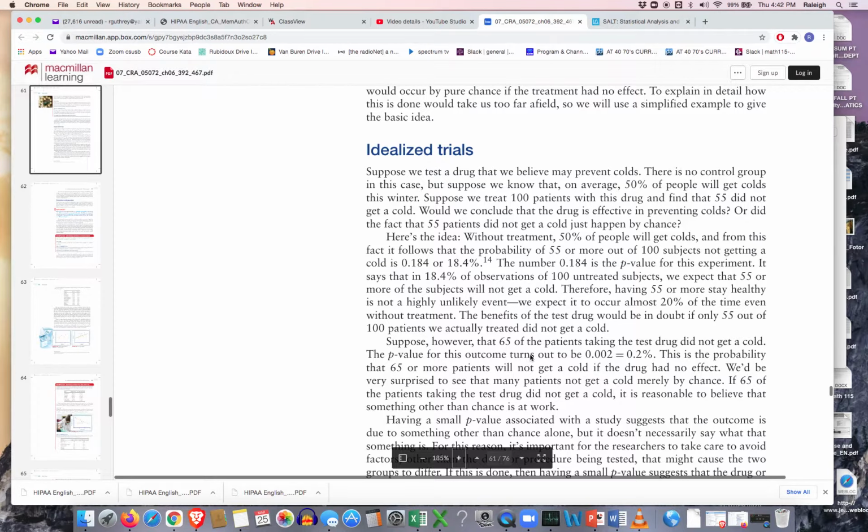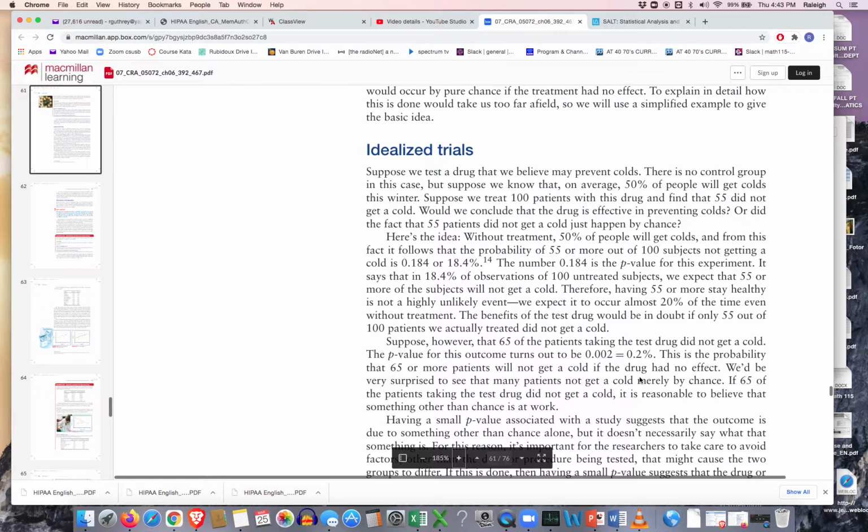That p-value, without showing the computation, would be only 0.002, 0.2%. That's the probability that 65 all the way through 100 patients would not get a cold if the drug had no effect. But that's not likely at all. Just by itself, if the drug was just a placebo and had no real effect, then you get 2 times out of 1,000 times where this might happen. But that is considered rare. We're not betting on that, in other words.